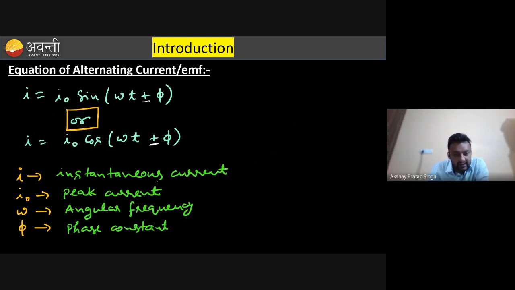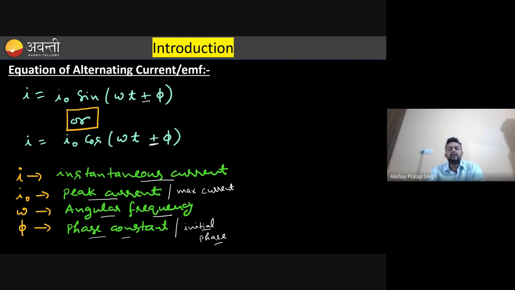I is the instantaneous current. I naught is the peak current. Peak current means maximum current. Omega is angular frequency and phi is the phase constant, or sometimes people call it the initial phase. Don't worry about this term. I hope you have studied the phase constant in class 11th, in the SHM and waves chapter. So I hope it is clear to you.